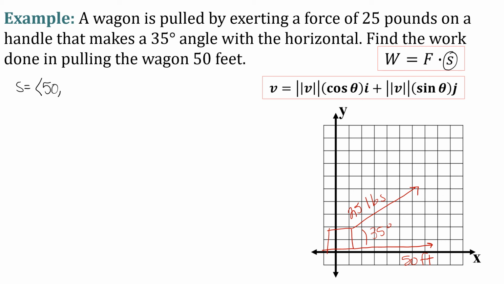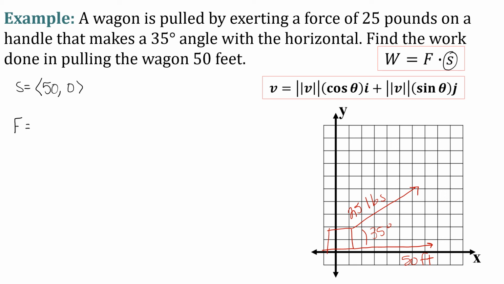Now, whenever they're pulling this wagon, it's remaining on the ground. So the vertical is still going to be 0. So that is our S there. Our S is our distance, and it's just how far is whatever we're pulling or pushing, how far is it going? Okay, so now we need to figure out our force vector.